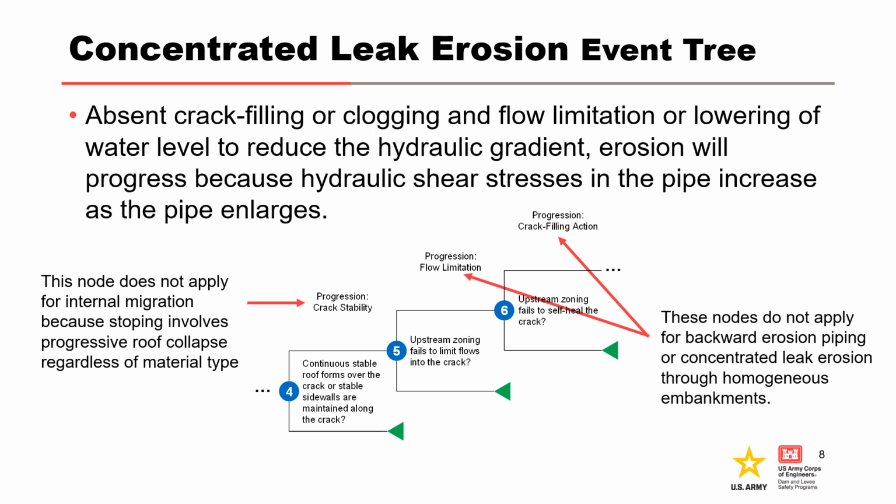For concentrated leak erosion, absent crack filling or clogging and flow limitation, or lowering of the water level to reduce the hydraulic gradient, erosion will progress because hydraulic shear stresses in the pipe increase as the pipe enlarges. Thus, the likelihood of progression for concentrated leak erosion through the embankment usually considers three nodes: holding a roof, upstream flow limitation, and crack filling action. Two are related to the mechanical condition, and one is related to the hydraulic condition.